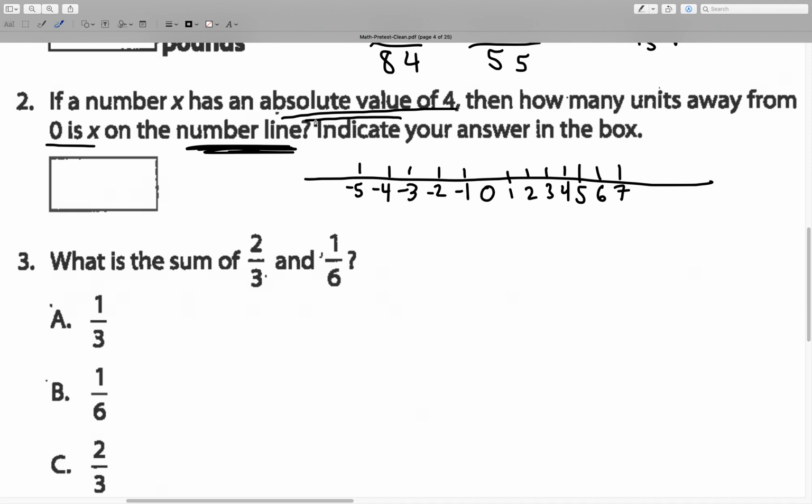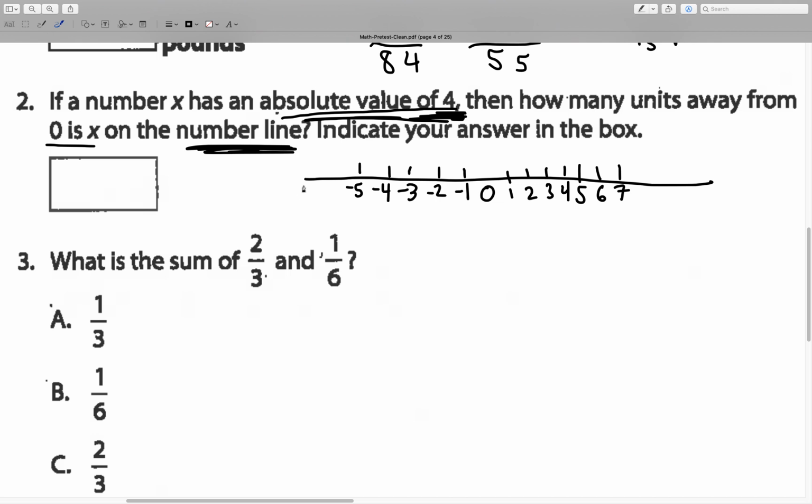Absolute value means the number it is. Right here, what number is it? 4. Just worry about the number and that's it. You don't worry about anything else. Right here, then how many units away from 0 is x on the number line? Indicate your answer in the box right over here. Okay, so we have it right over here.